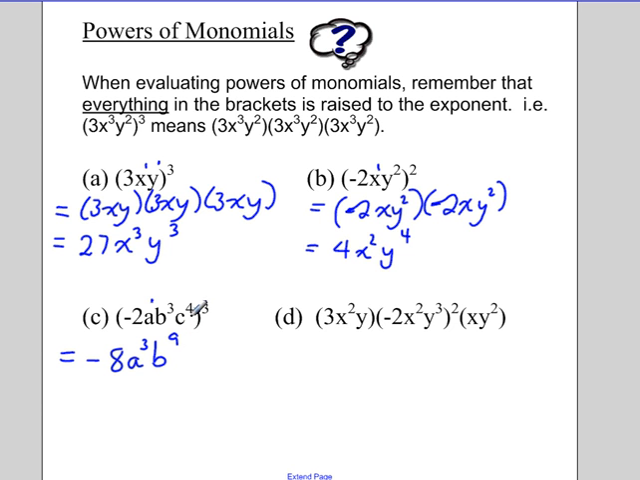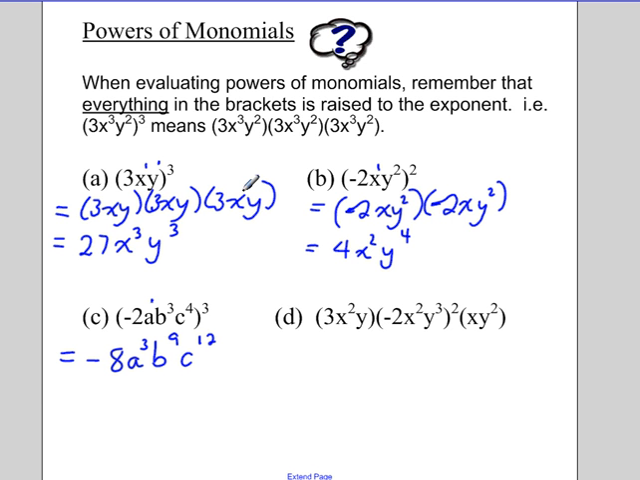And c to the 4 cubed means c to the 4 times c to the 4 times c to the 4. And you'll get c to the 12. So if you notice, what we did with the exponents here was we multiplied. 4 times 3 is 12, 3 times 3 is 9. But again, if that's confusing to you, all you need to do is write it out 3 times and then take your time and take your steps, and you will get the right answer.